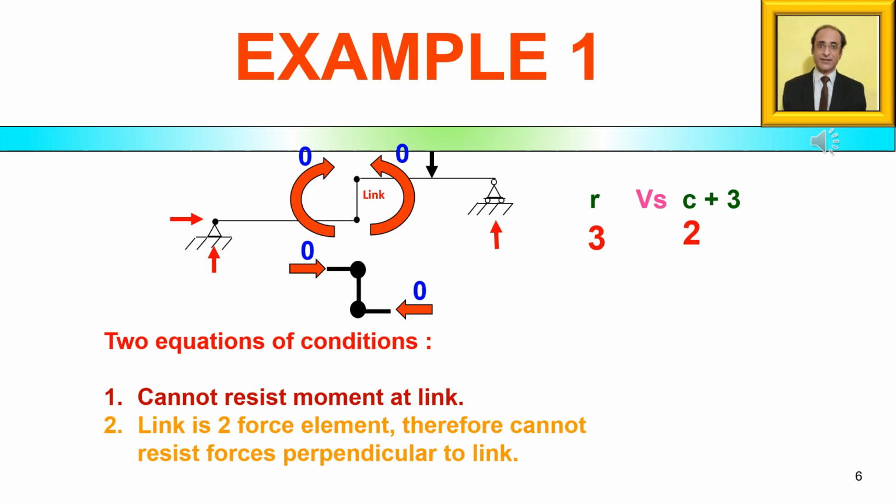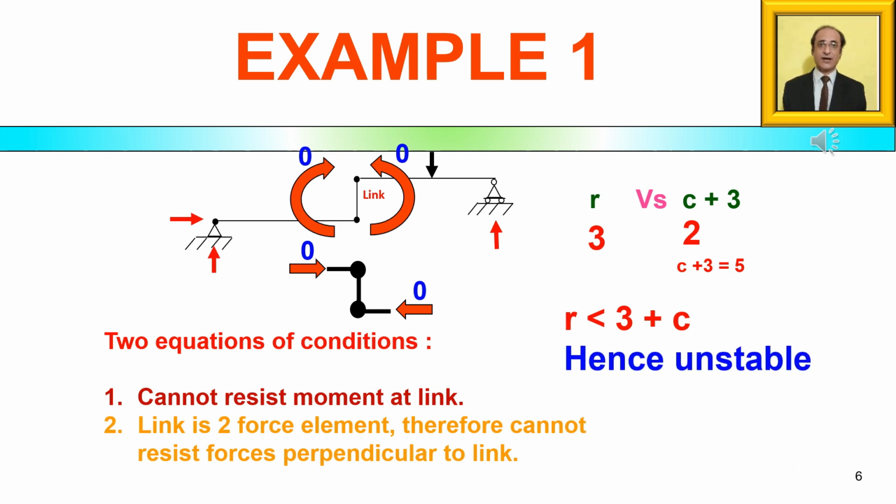Now, if we substitute the values of these terms, then we find that the left hand side R is 3 and right hand side that becomes 5. So here the number of reactions are less than the minimum required to ensure stability. Or in other words, the supports are inadequate. Hence, the structure is unstable. This decision we have arrived at by mathematically computing.